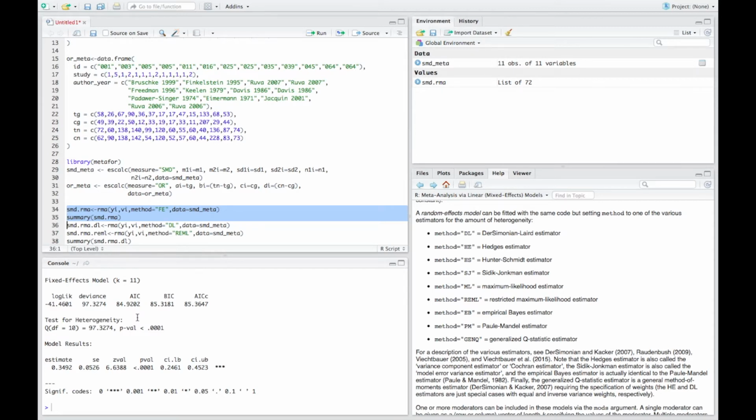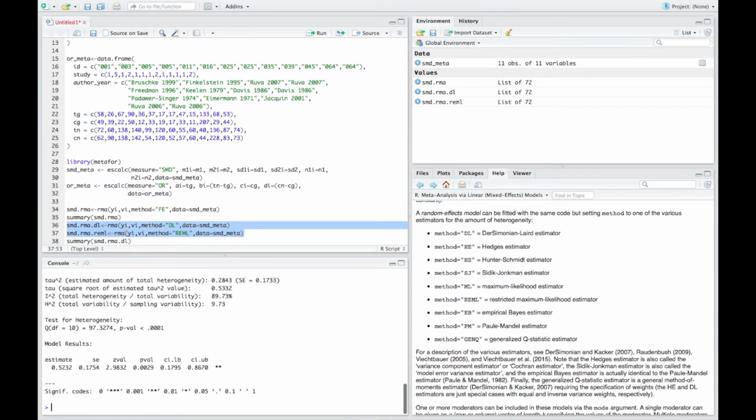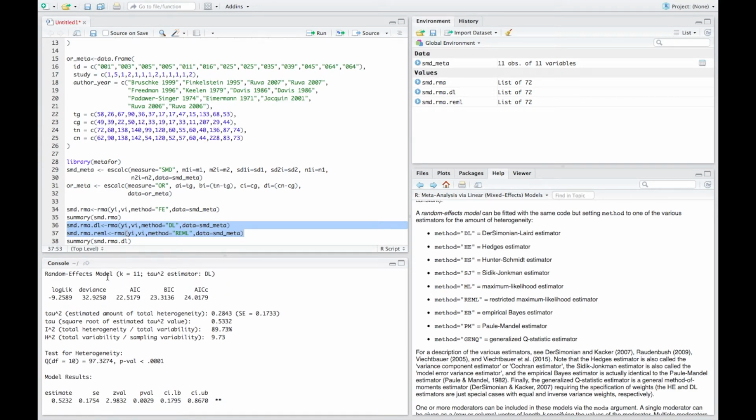So let's run our random effects model on this data set. Just for fun, we'll use both DL and REML. And you'll see I've already written that code here. So I'll go ahead and run those two models, and then we'll take a look at the output, and you'll see that they don't really differ too much. So let's look at our summary. Once again, we see at the top the kind of model, in this case random effects model. K is still equal to 11, this is good. And we see that the tau squared is estimated using DL.